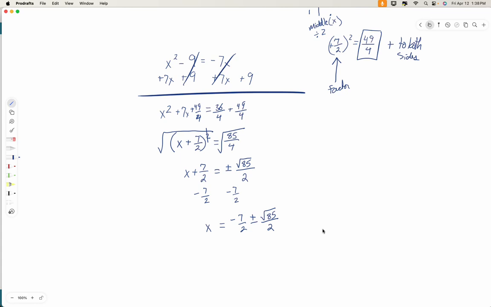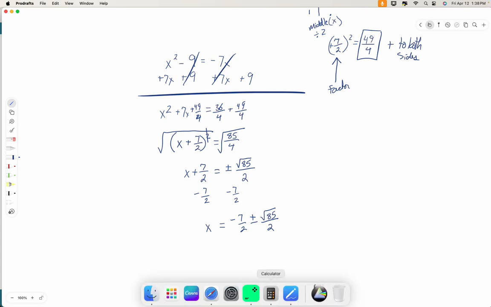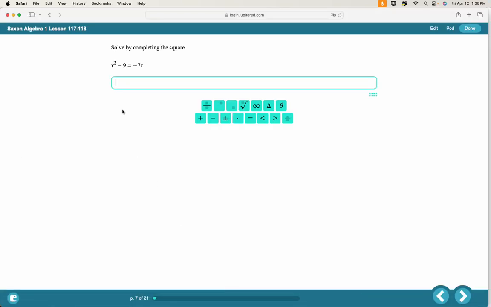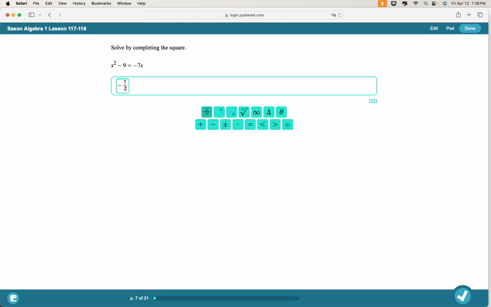Now, I'm not sure how we put that in. Let me see. Let's go back to this. Yeah, I think it's just negative fraction 7 over 2 plus or minus, and then you have a fraction, and then you have the square root of 85 over 2. And I believe it takes it just like that. Yes, that's correct. All right, so let's look at the next one.